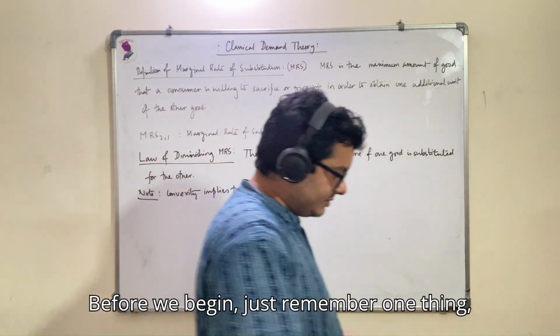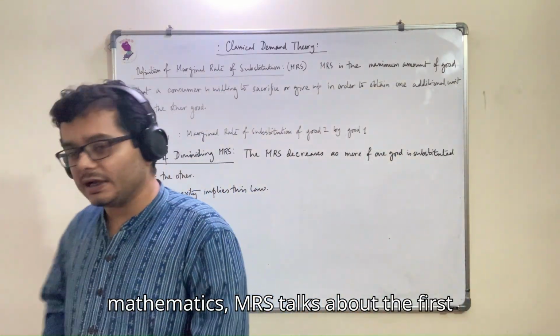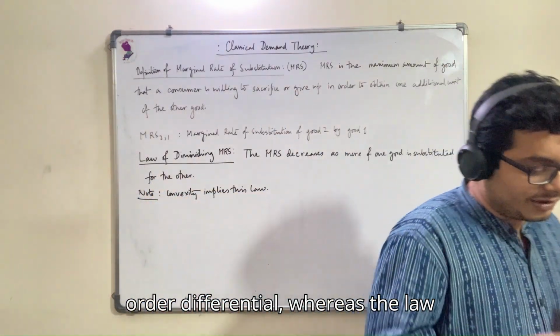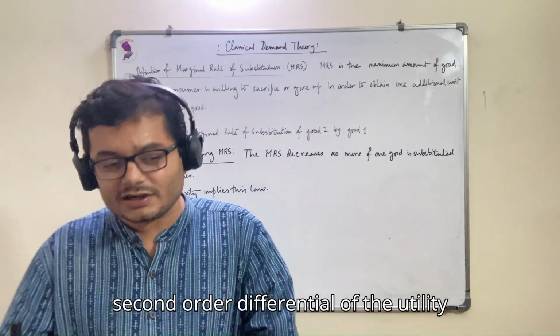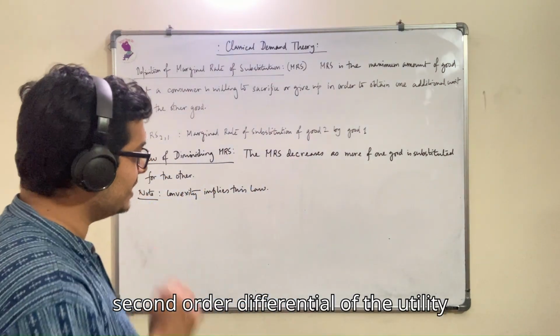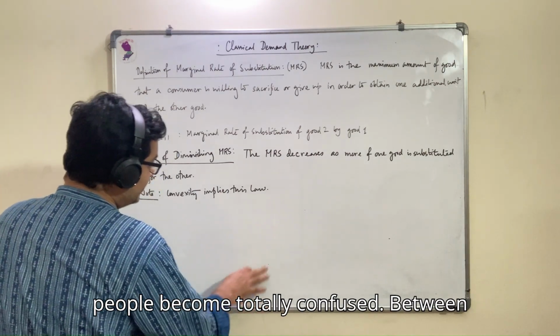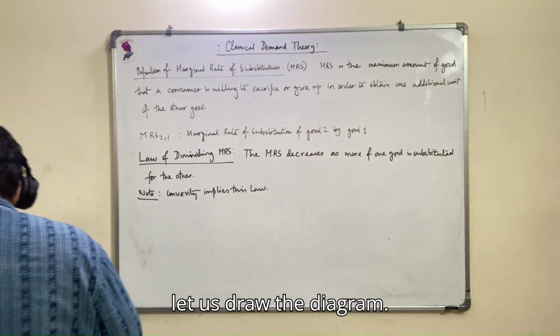Before we begin, just remember one thing. MRS talks about, if we go by mathematics, the first order differential, whereas the law talks about the change in MRS, that is the second order differential of the utility function. Because sometimes I have seen people become totally confused between these two. Okay, so let us draw the diagram.